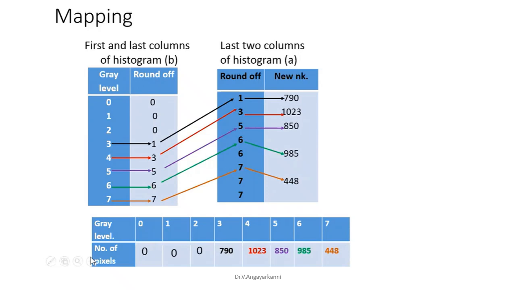For gray level 3, 1 is mapped. So for 1, what is the new NK? 790, so that is considered. Then for gray level 4, rounded off to 3, we take 1023, so that is the new NK. Now for the value 5, rounded off to 5, 850 is taken. Like this we make the values, then reconsider for 6, 985, for 7, 448, for 4, 1023 the old value is taken, and for 3 we take 790. Like this we reconsider the new table values.